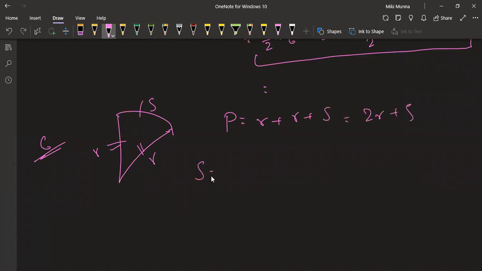Now what is S? Arc length is equivalent to R theta. Using this formula and substituting it for S, we get P equals twice R plus R theta. Now they have given us P as 20.